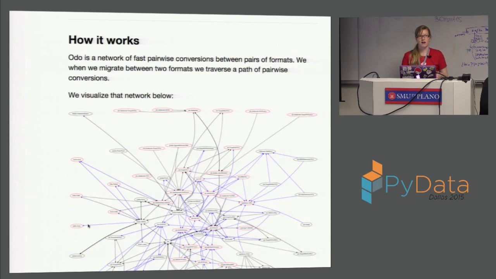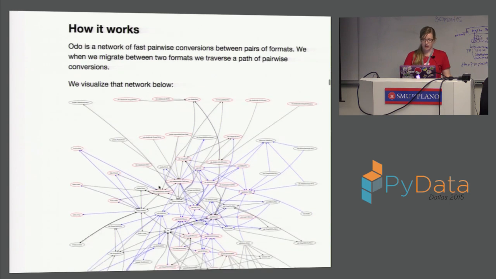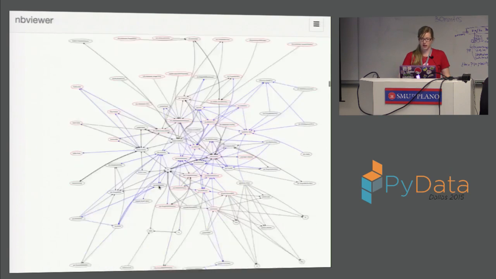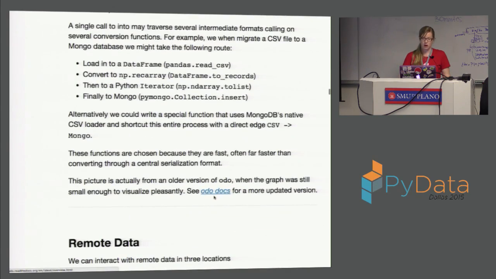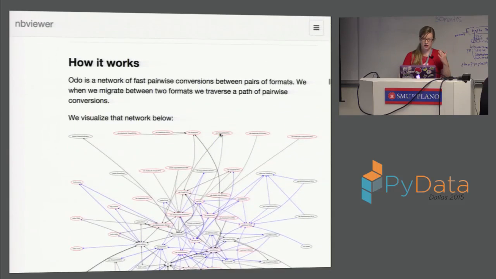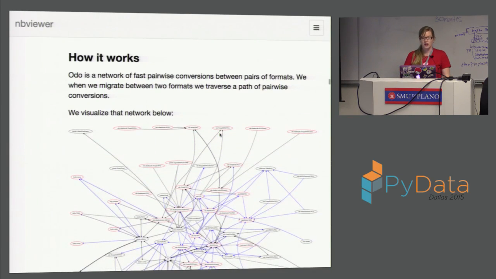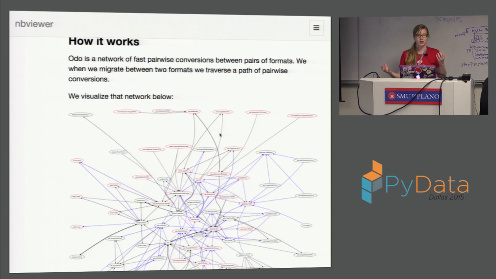So let's have my 2 cents on how Odo works. You can zoom in and zoom out in the Odo docs in this link here, so you can actually see something out of it, because it's grown so much that it's hard to realize. But Odo is just a really vast network of pairwise conversions between formats. And so when you want to migrate between 2 formats, you traverse this graph in the most optimal way.